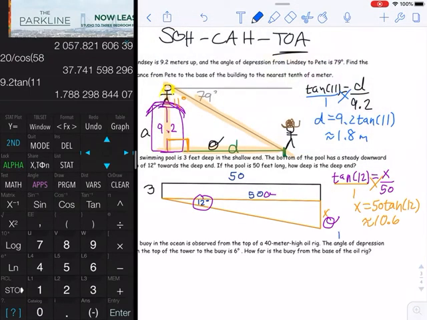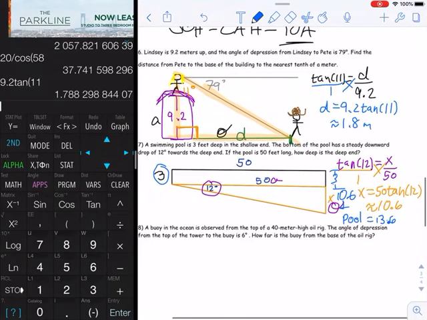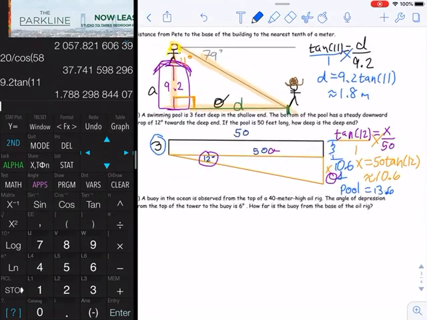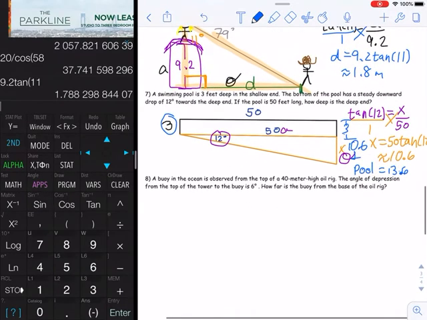So then the pool is 13.6 feet deep, because we had a plus 3. We had to add this 3 to the end. If this is 10.6, that was 3, you have to add it all together. Alright, so that was a good problem right there. I like that one a lot. It's 46 degrees today. I don't think anyone's going to be going swimming though.